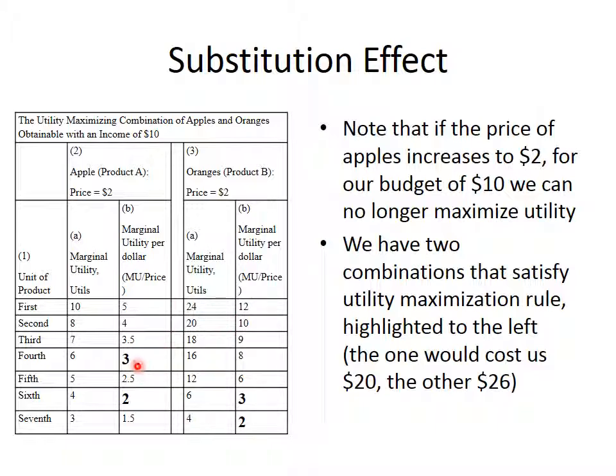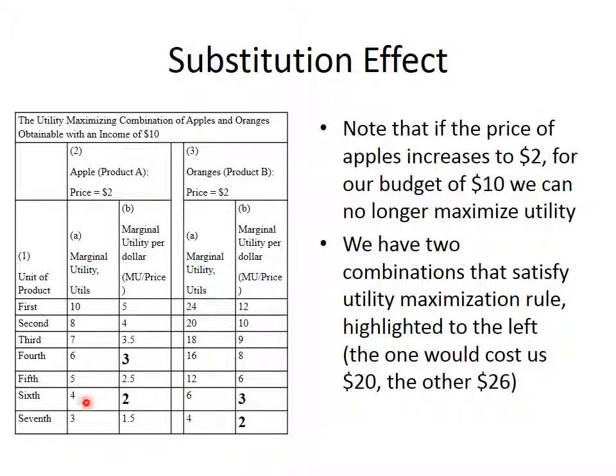Okay, we have this one, 3 and 3. Or 3 units and 3 units at the 4th apple and the 6th orange. Okay? Well, what would this combination cost us? This combination would cost us 4 apples at $2 a piece, that's $8. And 6 oranges at $2 a piece, that's $12. So this combination would cost us $20. Okay? Remember before we had the same basic combination, but it cost us much less.